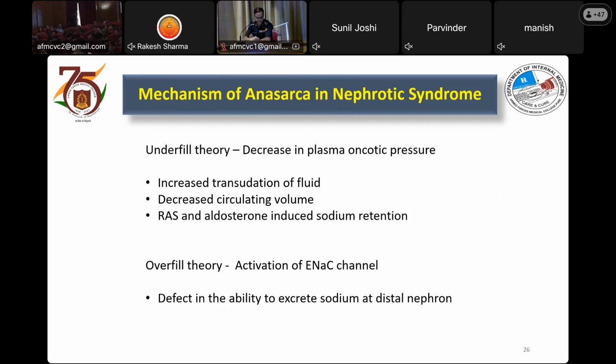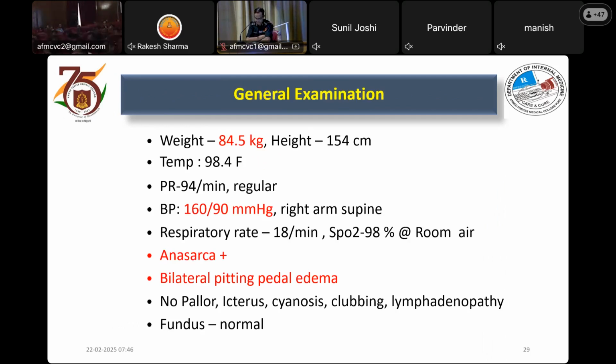Continue. On general examination, her weight was 84.5 kgs, height was 154 centimeters. She was afebrile. Her pulse was 94 per minute, regular. Her blood pressure was 160 by 90 millimeters of mercury, right arm supine. Her respiratory rate was 18 per minute. Saturation was 98% at room air. She had anasarca, bilateral pitting pedal edema. There was no evidence of pallor, icterus, cyanosis, clubbing, lymphadenopathy, and her fundus examination was normal.